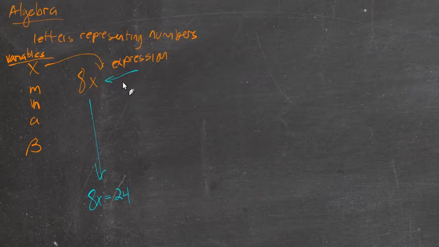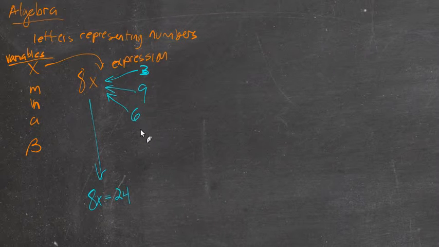We could let it be 3. We could let it be 9. We could let it be 6. We could do anything we want with x. We could make x 1/4. X can be anything we want. And when we plug a number in there and just calculate what that is, then that's called evaluating the expression.